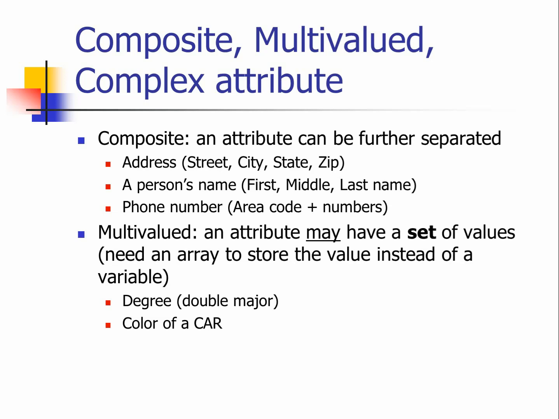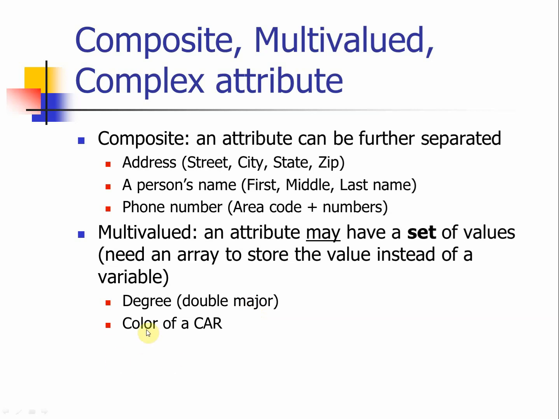From a computer science perspective, if you create one variable, you store one value. However, for these kinds of things, you need to create an array so that you will be able to store all possible values. Again, this indicates it may have a set of values, not necessarily that everyone has that. For example, degree: you can have a double major, or a triple major. So when someone appears in your database, your data needs to be able to handle that.